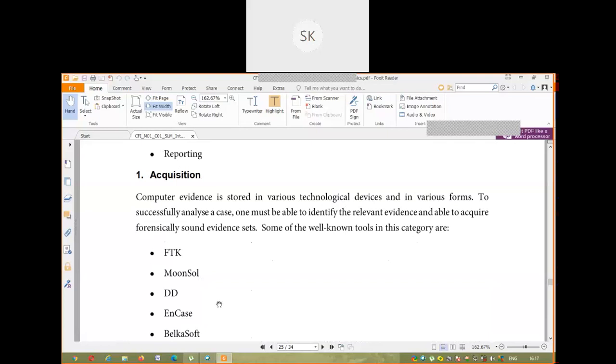FTK and DD. Okay. We'll do this practical later on, in the practical class. FTK is used in Windows. DD is a tool for Linux and it is command based.